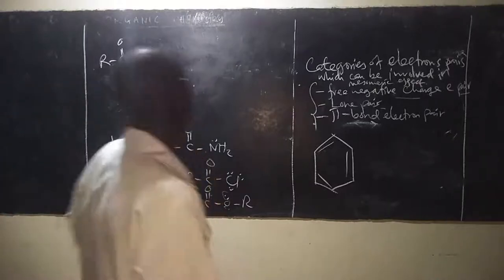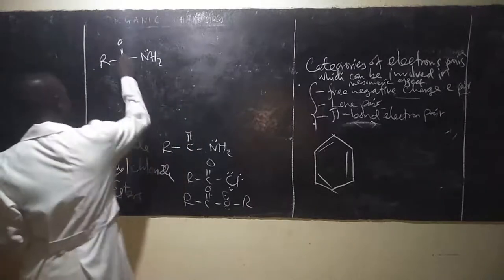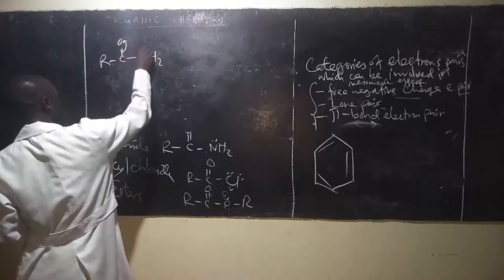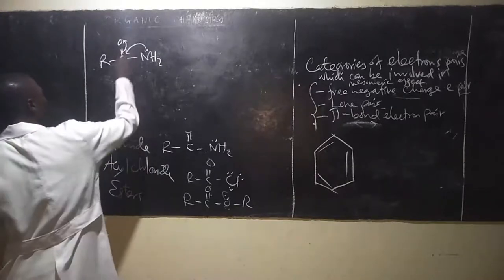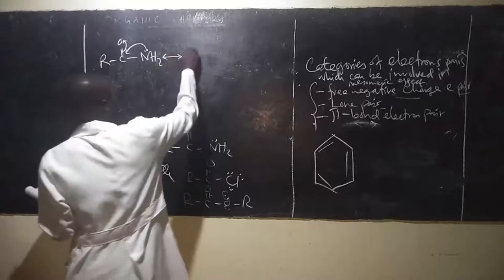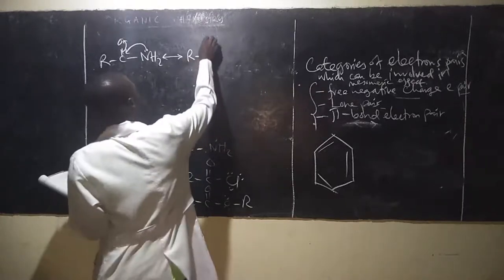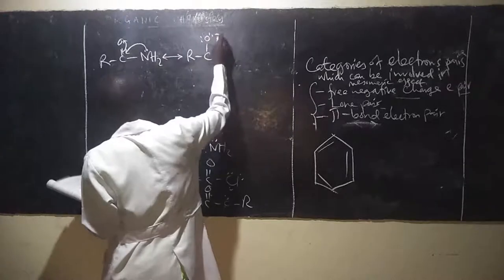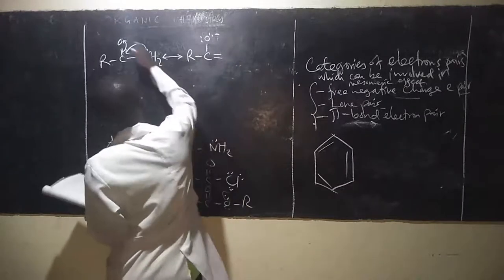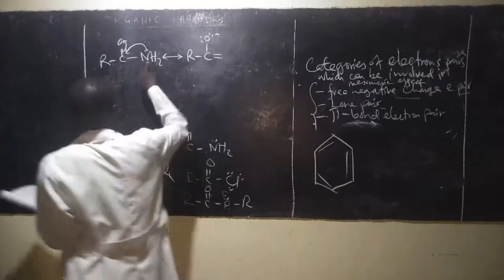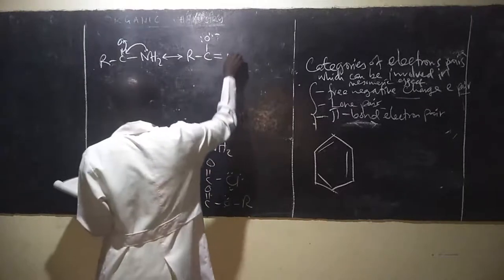Zinaweza kudelocalize. That means these electrons hapo zinatengeneza kama kasuku hivi. Huyu anaweza kumpa electron yule pale. So what happens hapa inatokea R, and then C hapa kutakuwa na bondi moja, O, two lone pairs, negative, then hapa itakuwa ni double bond sababu huyo amempa electron carbon. So the bond will be formed between an atom which donates electron and the one which receives electron. Then we have a positive charge.